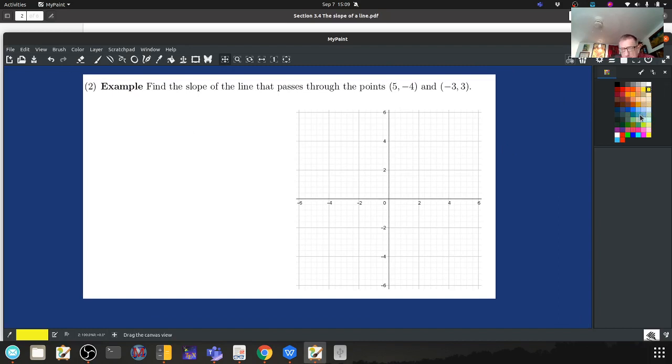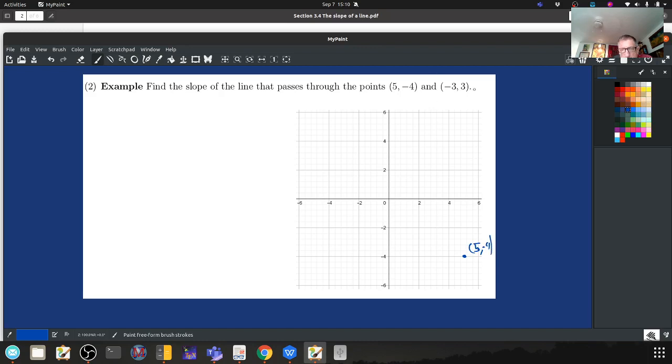We'll plot them first. So I'm looking for 5. I don't particularly love this because notice 5 is right in between 4 and 6. So that's 5. And then I have to come down to -4. But that's not in and of itself so hard. So that's about 5, and -4 is right on that line. So that's the point 5, -4.